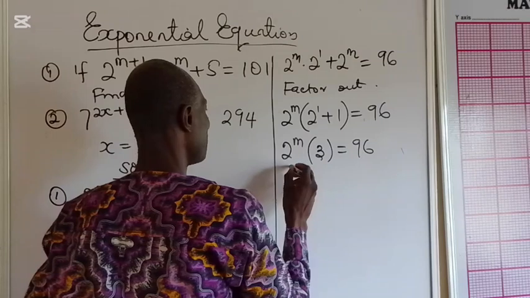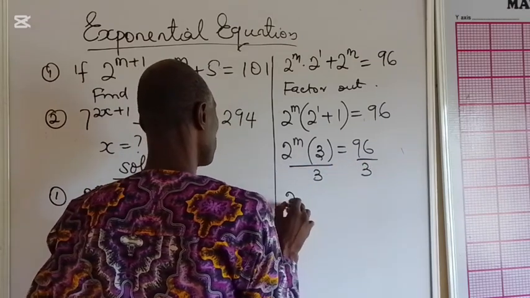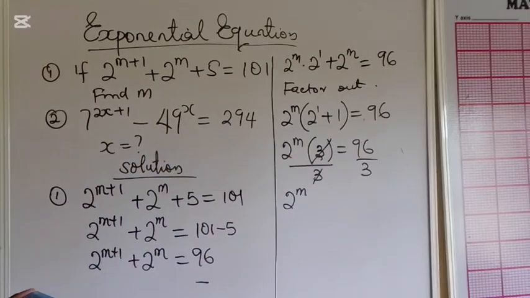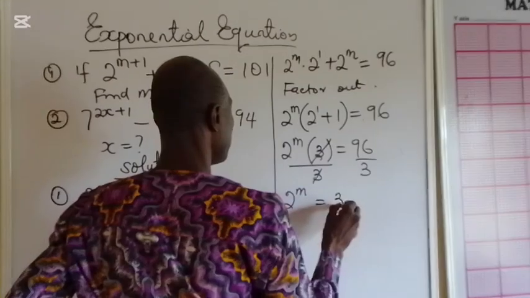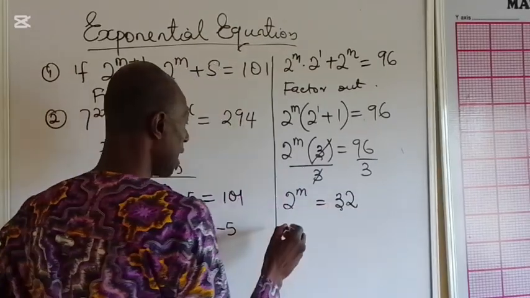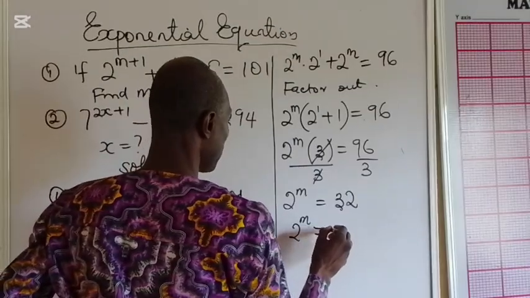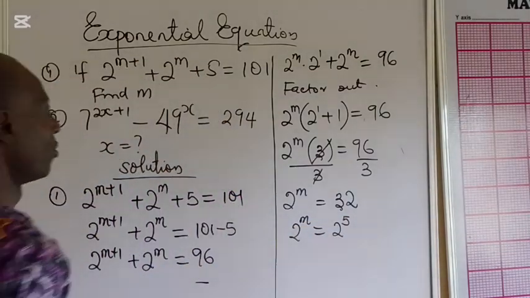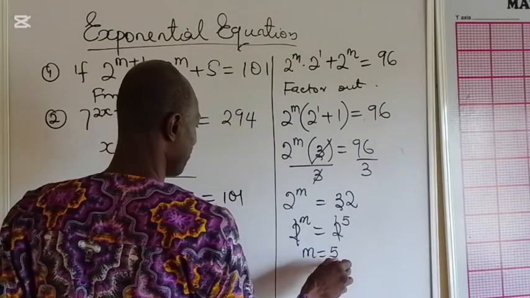What do we do here? We divide both sides by this 3. 2 raised to power n, this will die with this. What is 96 divided by 3? Gives us 32. Now, I want to express both sides in the same base. 2 raised to power n is equal to 2 raised to power 5, which gives us 32. The bases are the same. Therefore, n is equal to 5.